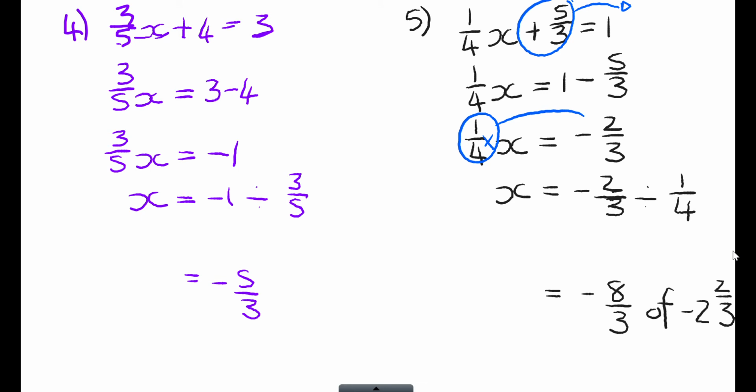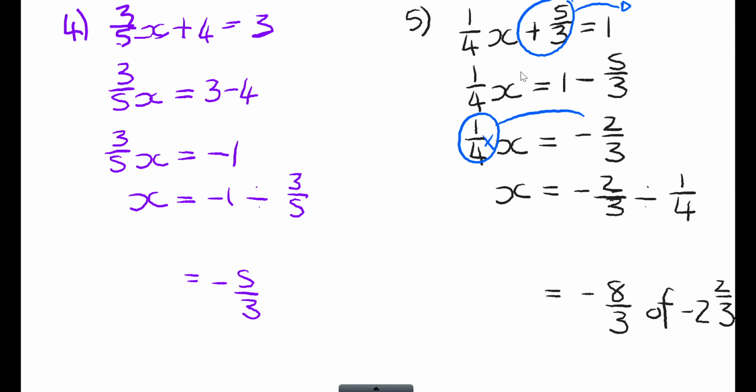Okay, number 4. First things first, I have to get rid of, let me just pick a different color, of that plus 4. So that I'm going to take over. It becomes minus 4. 3 minus 4 gives me minus 1. Now I've got to get rid of the coefficient. So if I take that coefficient, this was 3 over 5 times x. So if I take it over, it becomes divided by 3 over 5. And your answer will then be minus 5 over 3.